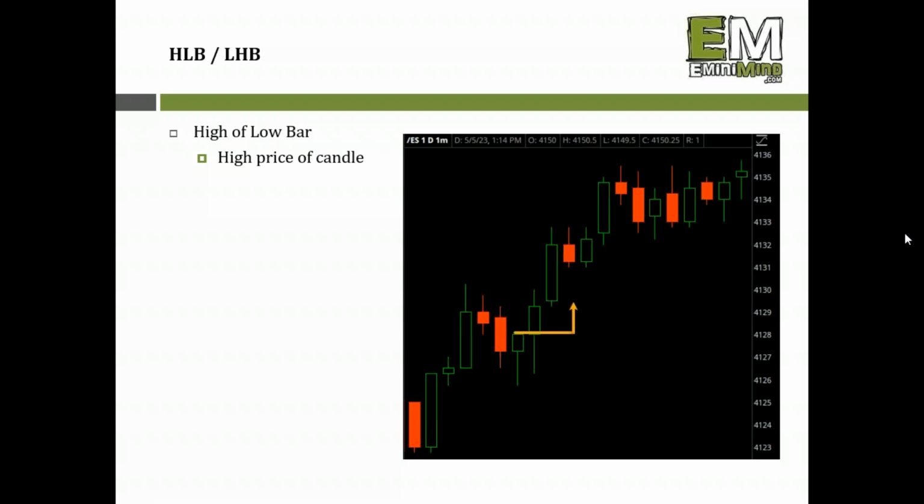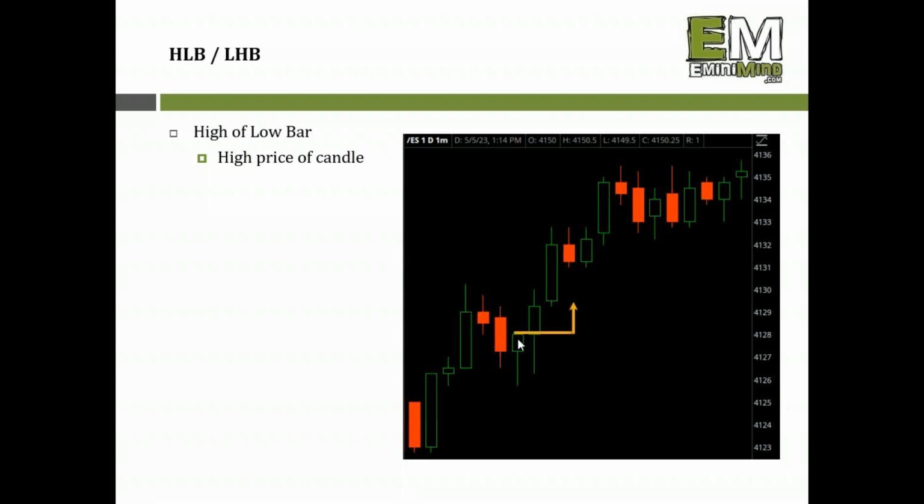And so high of low bar would mean we're identifying the highest price of that low bar in the pullback. So the lowest bar in the pullback is the hammer, and the highest price of the hammer is the high of the candle. So HLB, high of low bar. And that becomes the entry. Actually, 1 tick above that high is where I place my order. You can do this on the 1-minute chart intraday, or you can go to a daily chart, 15-minute chart, different markets, different time frames, it all works the same.